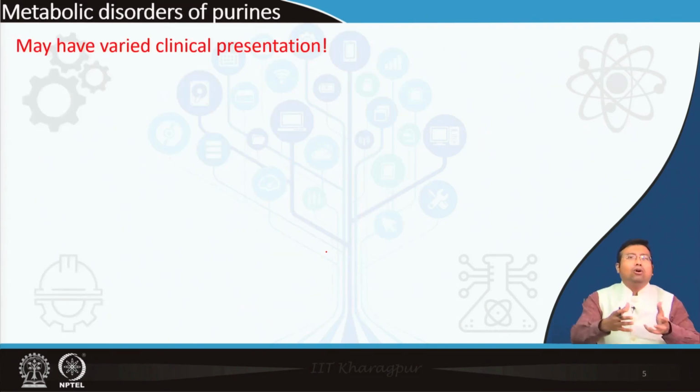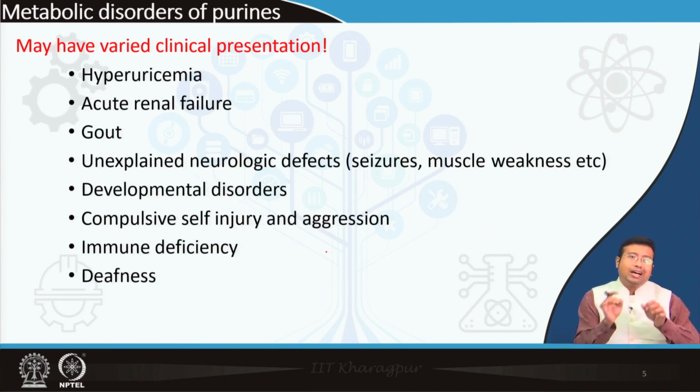Why are we bothered about these disorders of purine metabolism? Why are they so important? It is because these disorders may present with many variable symptoms. They can range from a simple rise of uric acid to kidney failure, to a condition where the uric acid rise leads to inflammation of the joint, known as gout.